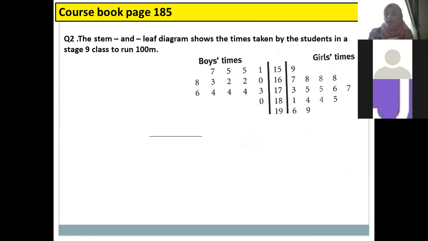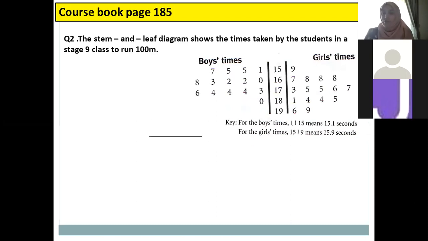This is back to back, okay? And we have students in stage 9, they are running. They are in a race of 100 meters, and we just recorded their times for the boys and for the girls. This is the key. The key is very important. Let's check how we can read the key.